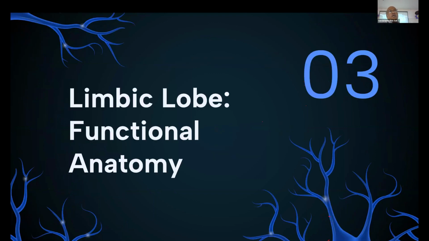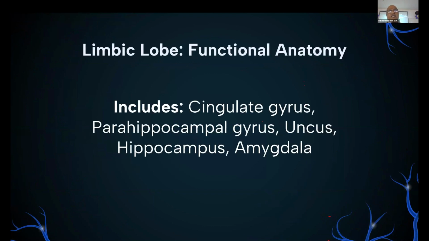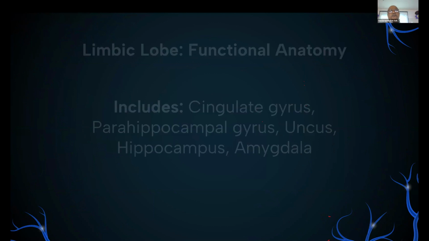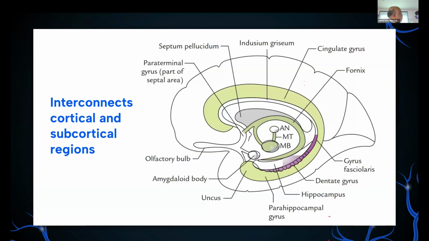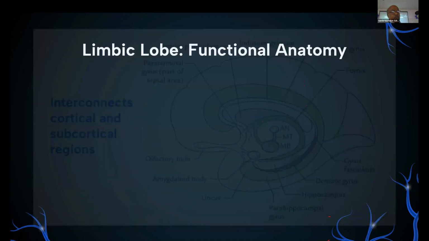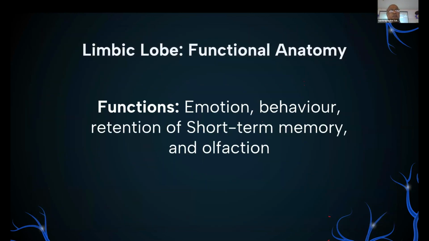Next, your limbic lobe and the functional anatomy of the limbic lobe. These are all the structures already enumerated coming under the limbic lobe also. A very nice, simple diagram. If you take your gyrus here, the parahippocampal gyrus. Next, the cingulate gyrus comes under your limbic lobe. So, functional anatomy of the limbic lobe.